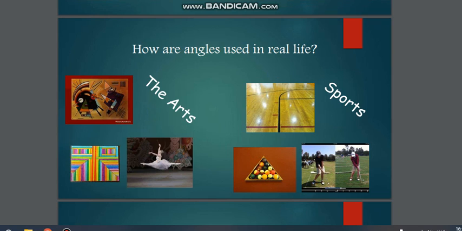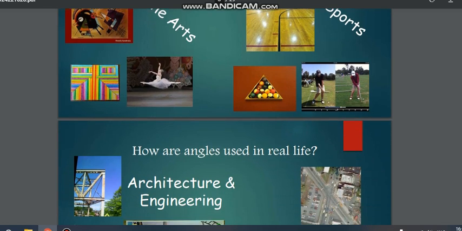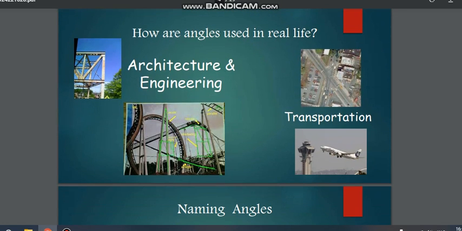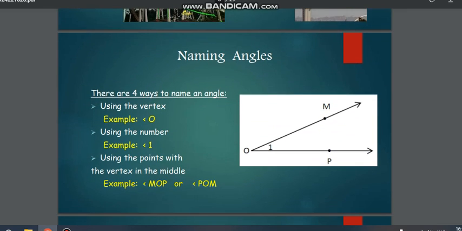Here, how are angles used in real life? We see angles everywhere: in the arts, beautiful pictures and historical pictures, and sports, and you can see here round circles and rectangles and triangles. We can see them in architecture and engineering and transportation, and all of the streets in our country are all angles. So what about naming them?